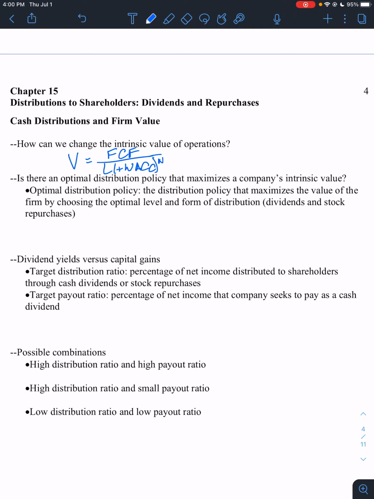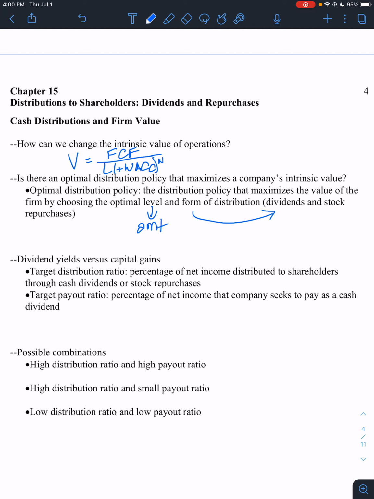its value. So the optimal distribution policy is defined as the distribution policy that maximizes the value of the firm by choosing the optimal level, so the amount basically, and the form. And when we say form, we mean, do you want to distribute these funds as dividends, or do you want to distribute these funds as capital gains?